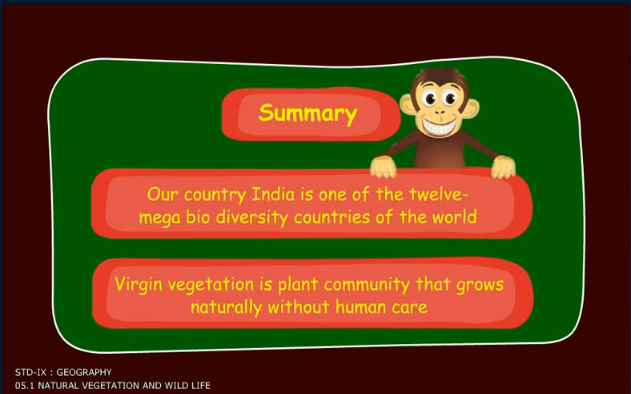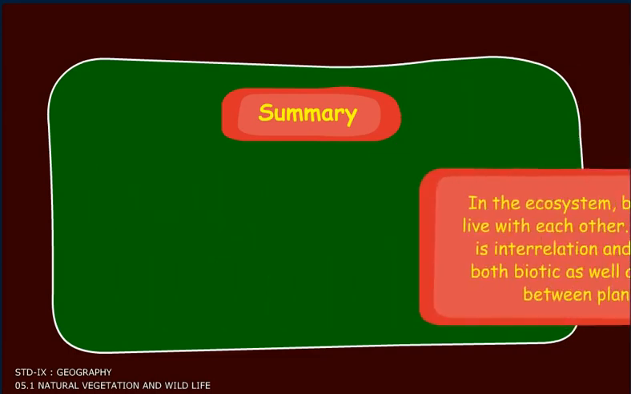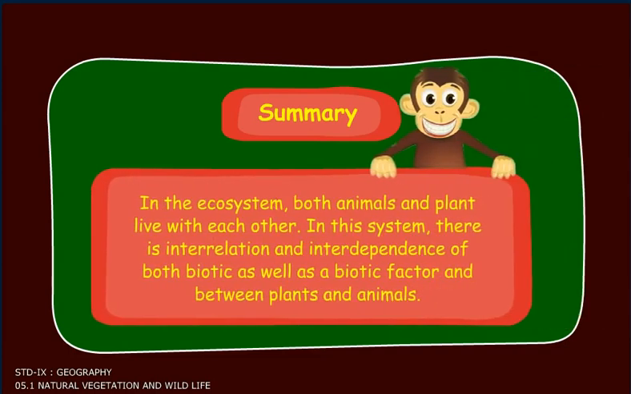Summary. Our country, India, is one of the 12 mega biodiversity countries of the world. Virgin vegetation is a plant community that grows naturally without human care. In the ecosystem, both animals and plants live with each other. In this system, there is interrelation and interdependence of both biotic as well as abiotic factors and between plants and animals.